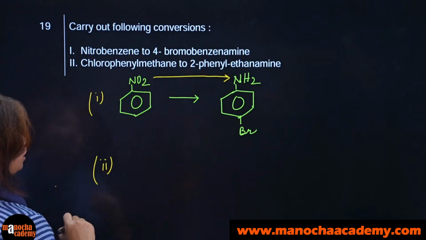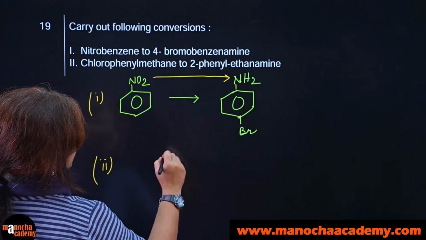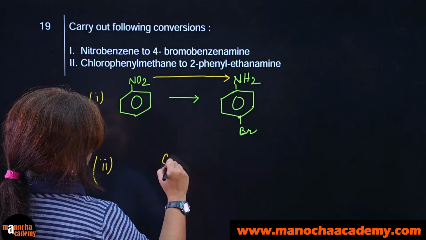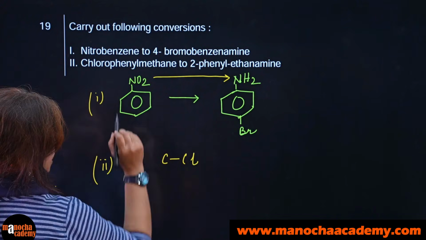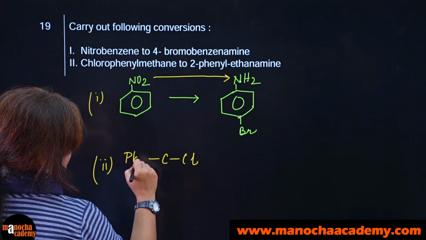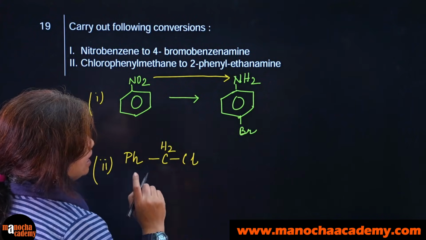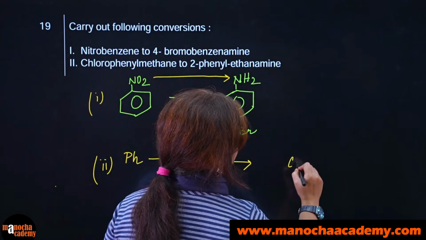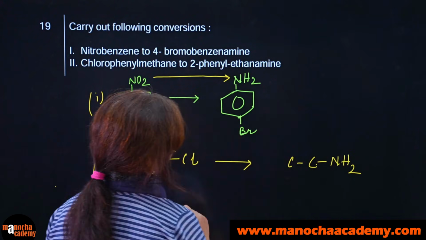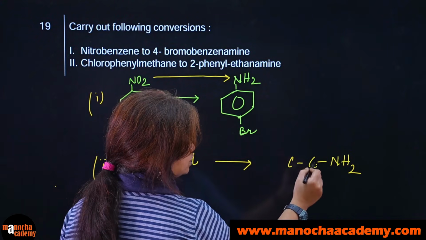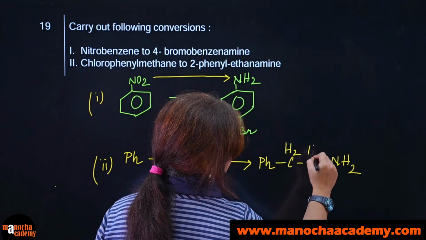Second part, I am writing chlorophenyl methane. So methane is CH4. To that methane, you have a chloro group and you have a phenyl group also, so it's Ph I am writing. Rest of them are hydrogens. To 2-phenylethanamine. Ethanamine means 2 carbon atoms to which an amine, NH2 group, is bonded, a primary amine. At the 2 position you have a phenyl group, first position, second position. So here you have a phenyl group. The rest I fill up with hydrogens.